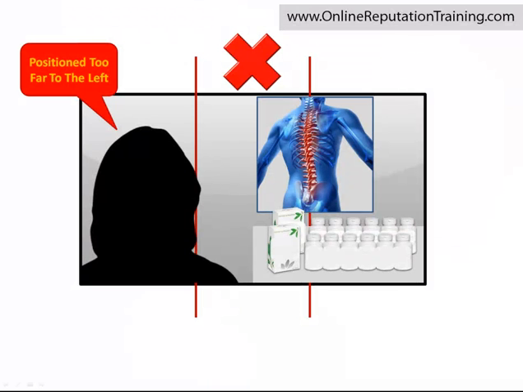So here's another mistake: zooming in too much. Now this wouldn't be too bad, cutting out all the shoulders and really going straight in for the face, as you can see here. But again, it's still too far over on the left.